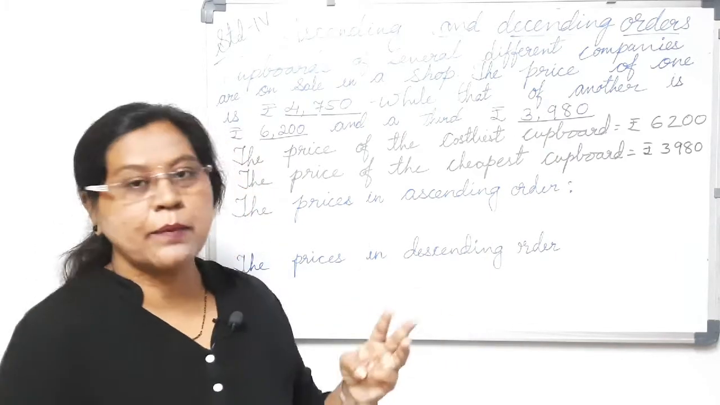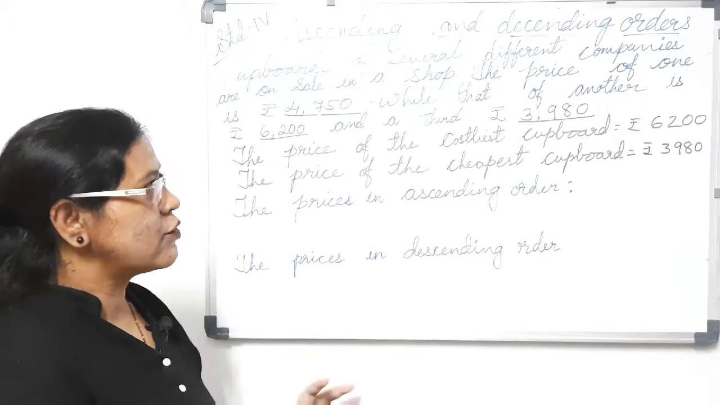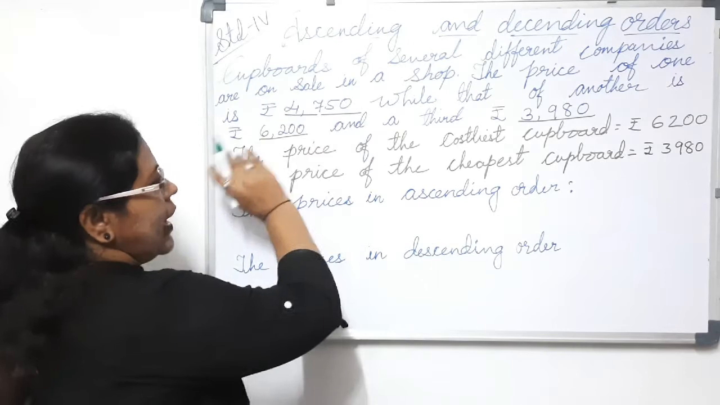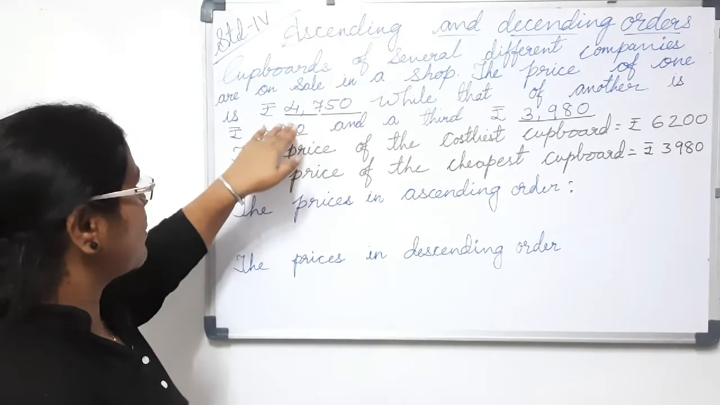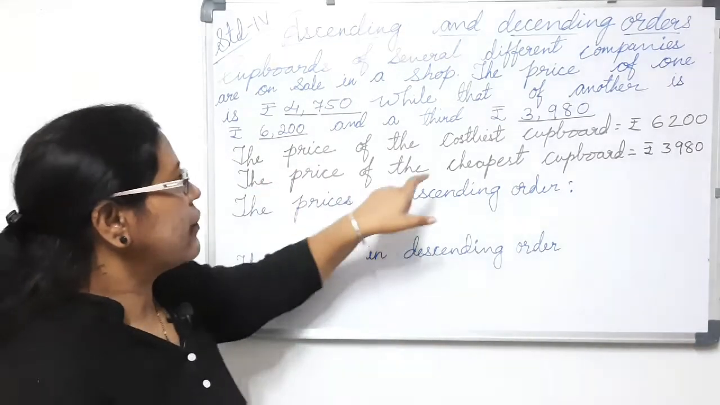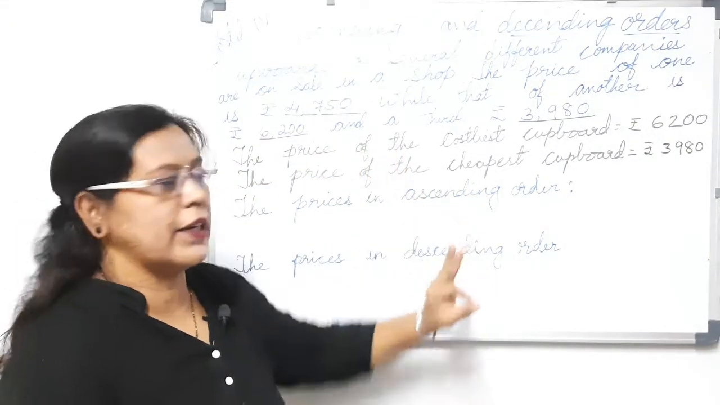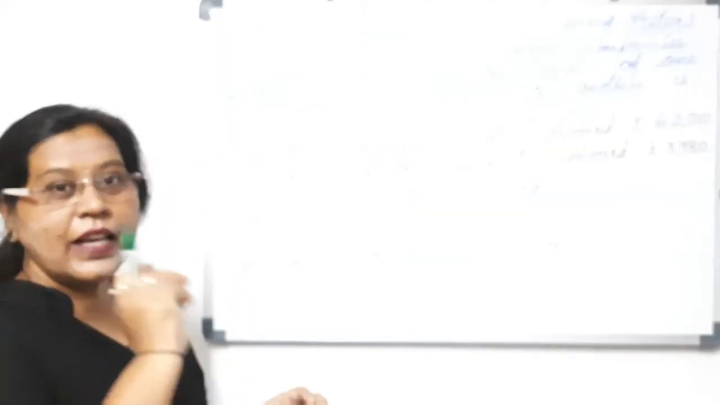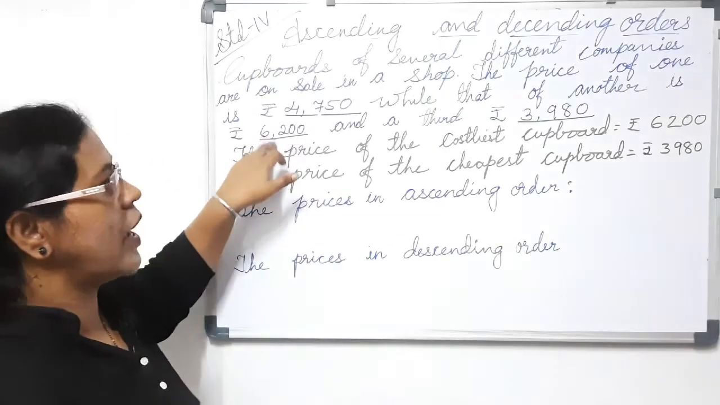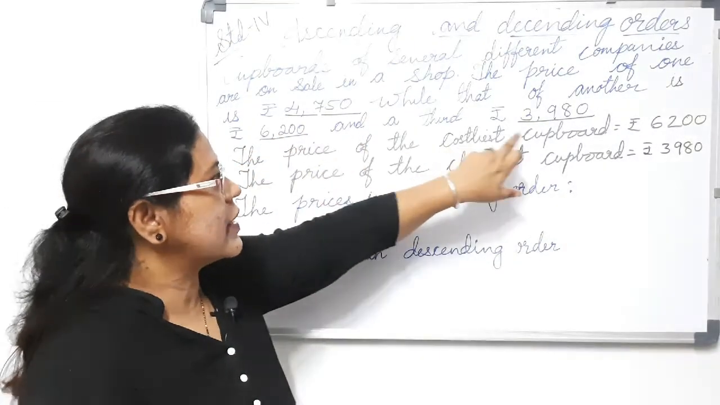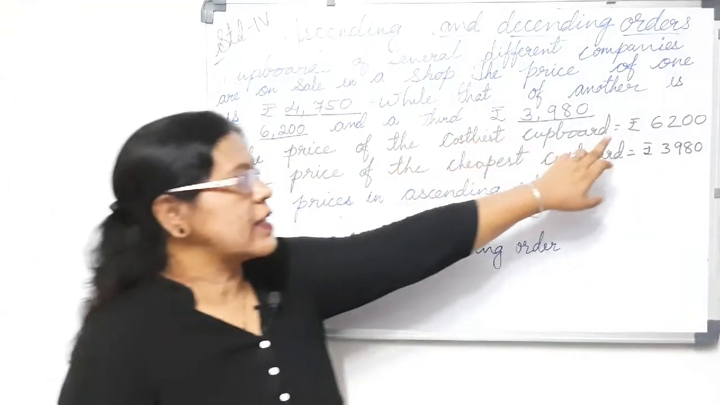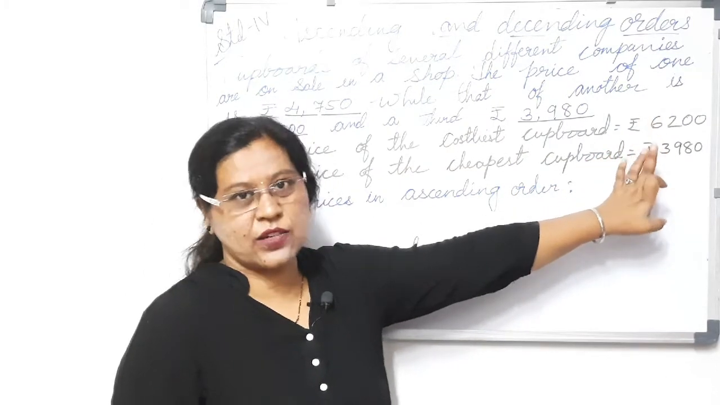So my dear students, here 3 prices of 3 cupboards of different companies are given to you. I already underlined the prices. So first you have to see the price of the costliest cupboard. Costliest means that will be the greatest amount, the bigger amount, that is rupees 6,200. So the costliest cupboard amount we got is 6,200, which means this number is the biggest number.